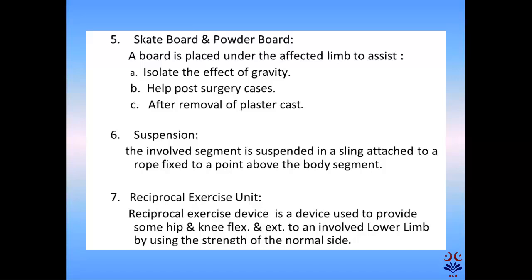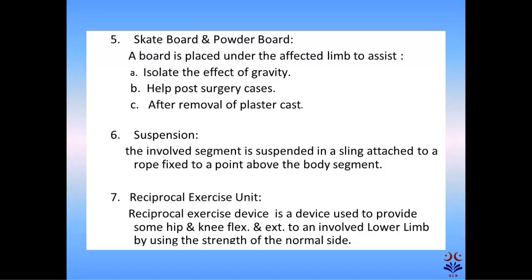Suspension is also a type of assistance. The involved segment is suspended in a sling attached to a rope fixed to a point above the body segment, and we carry out the exercises after that. After the part is suspended in a suspension apparatus through slings, it becomes lighter than before, and less power of the muscles would be sufficient to bring about the range of motion of the joints.